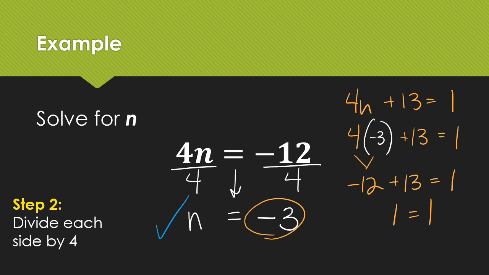So now it's your turn. You have questions 2 through 7 to try on your own now. The objective of this is that you get your variable by itself by using two different steps to solve for the variable.